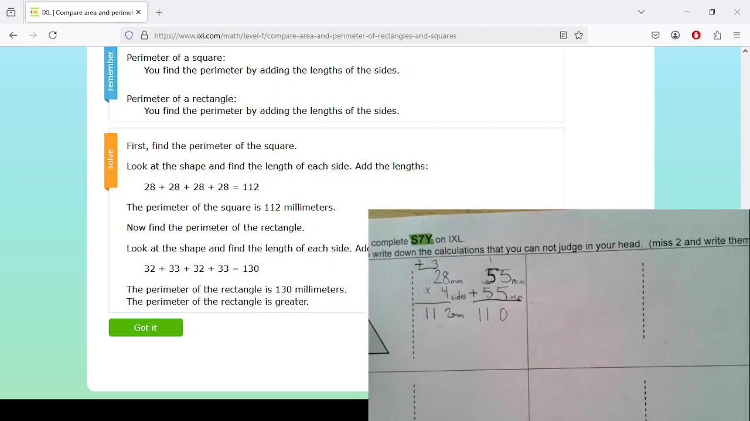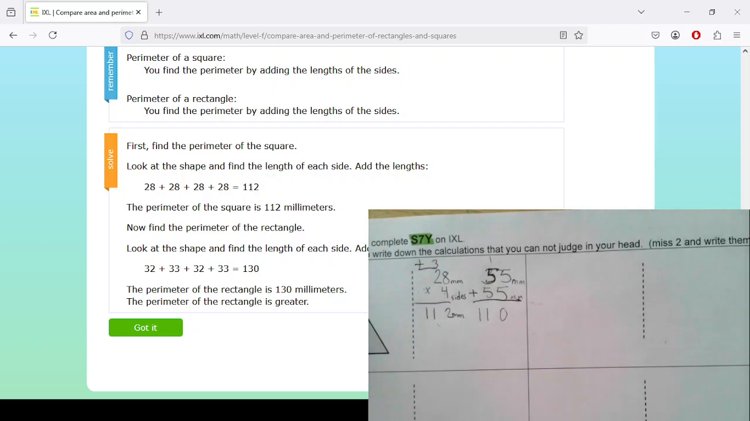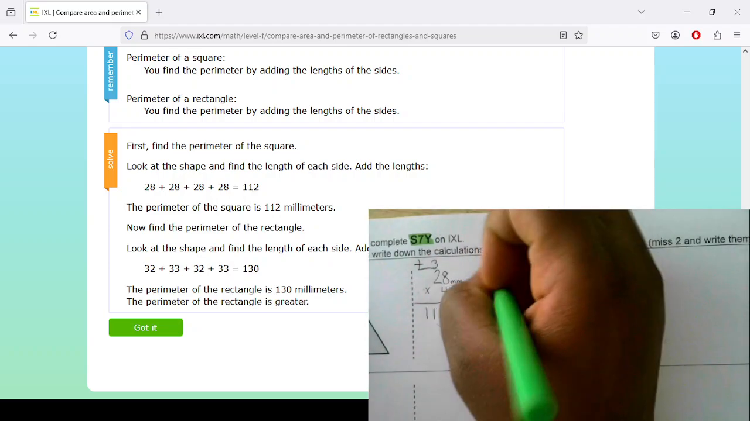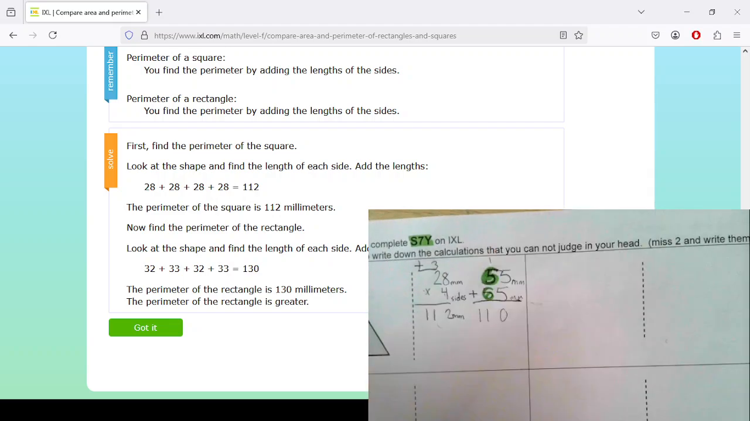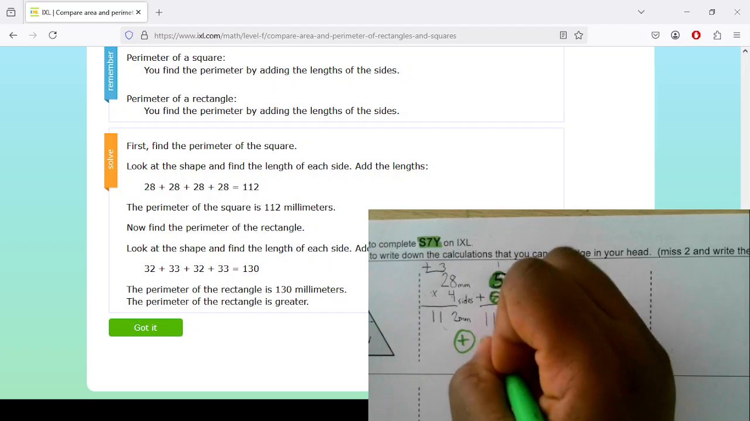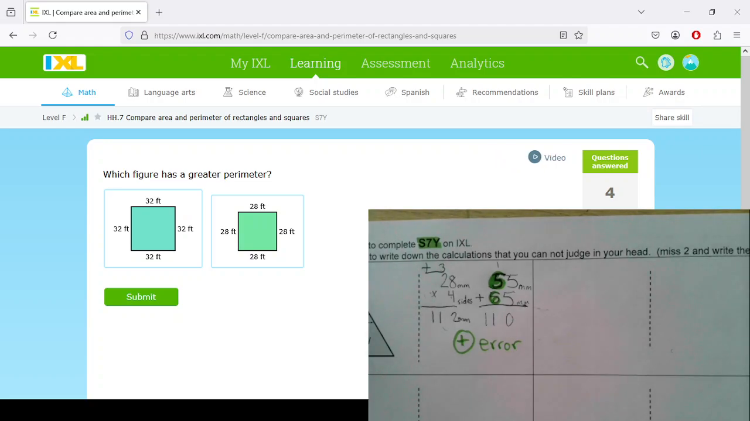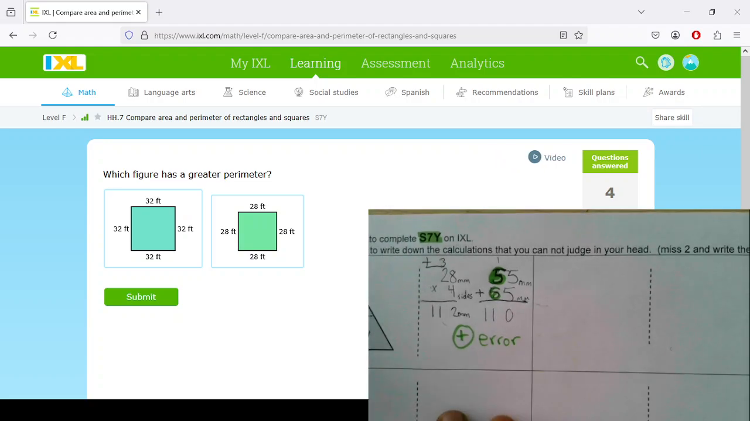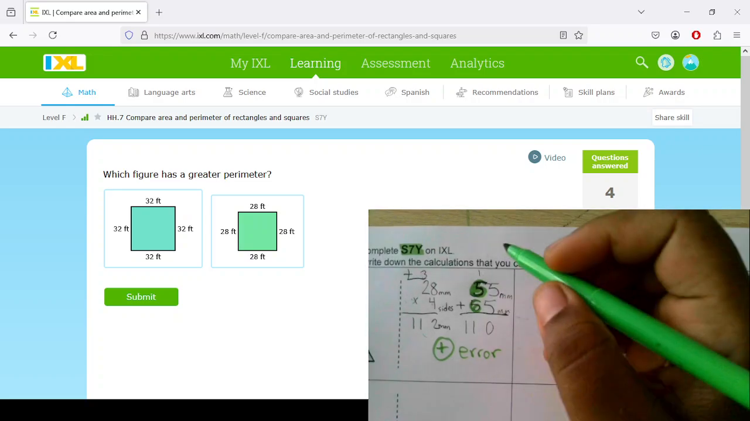So let's check the other one. Look at the shape and find the length of each side. 32 plus 33, that's how I got 55. Oh, that should have been 65. That is an addition error. That should have been 65 plus 65. Again, I don't have to go insane. I just need to figure out what went wrong. That was an addition error.